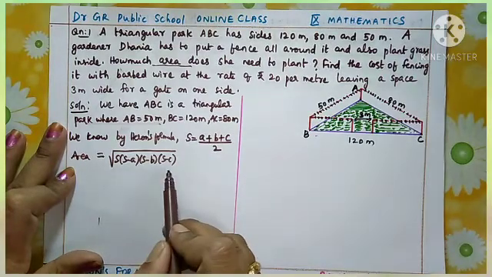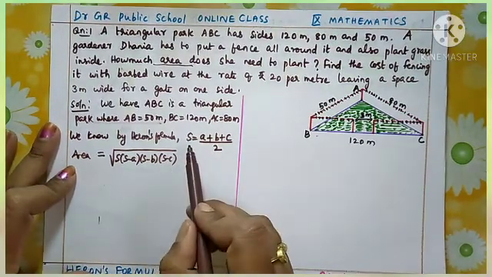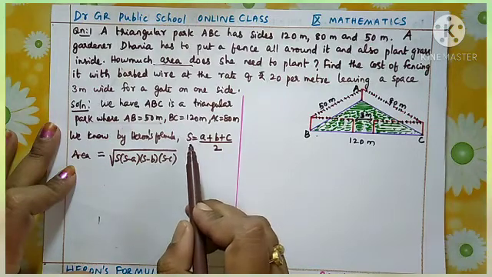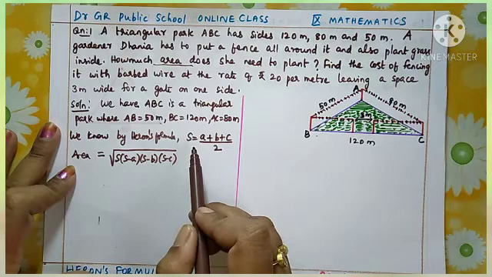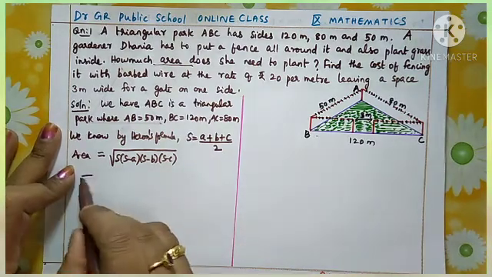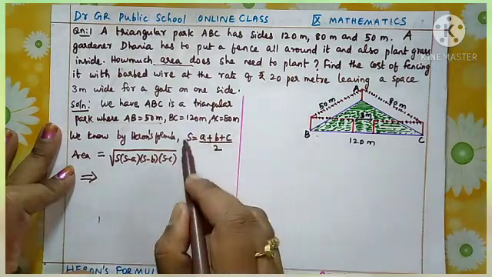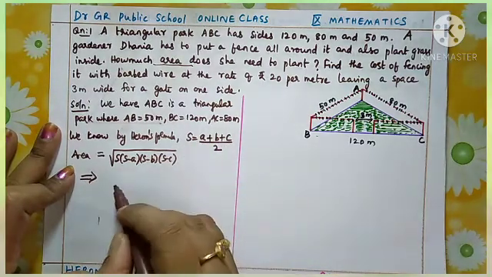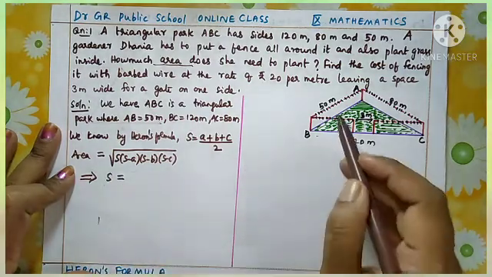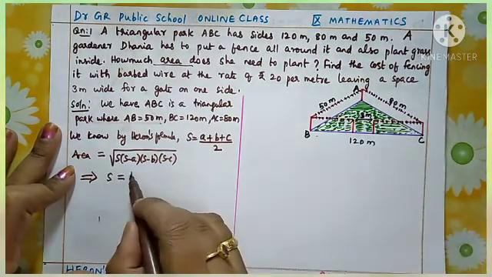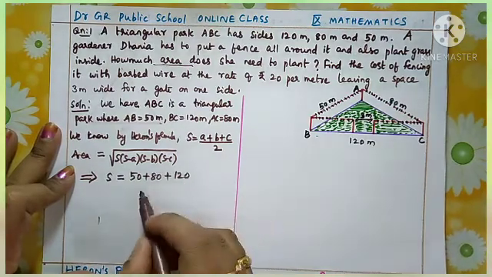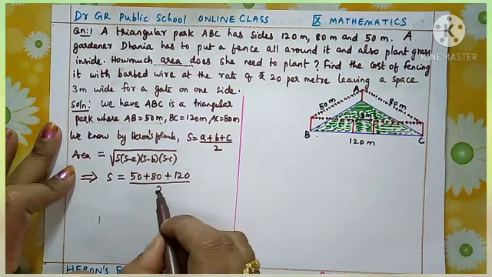Here A, B, C are the three sides of the triangle, and we are finding by A plus B plus C by 2, where S is the semi-perimeter of the triangle. So first we can find out what is S. S is equal to A plus B plus C, so add the three sides, 50 plus 80 plus 120, the whole divided by 2.